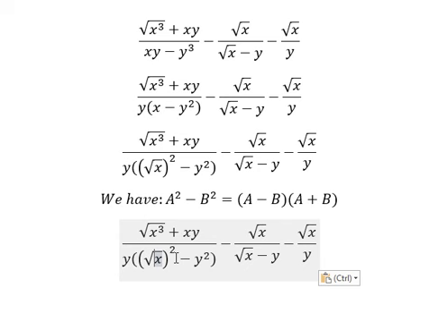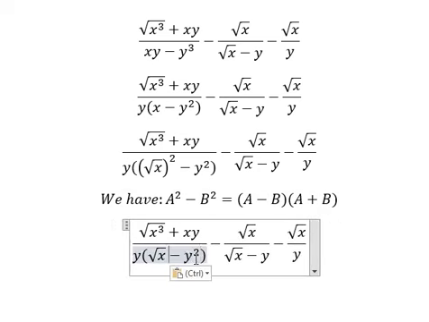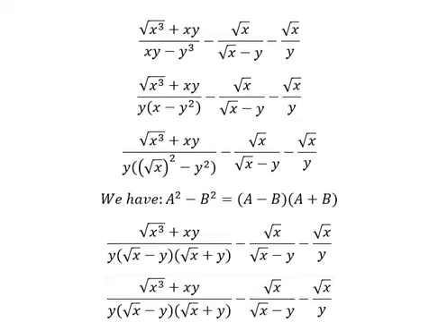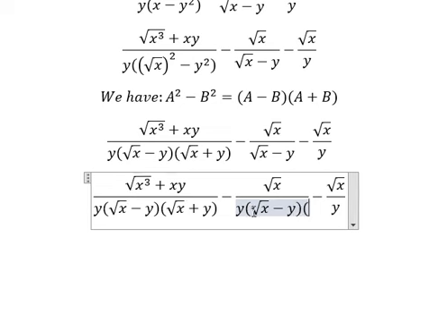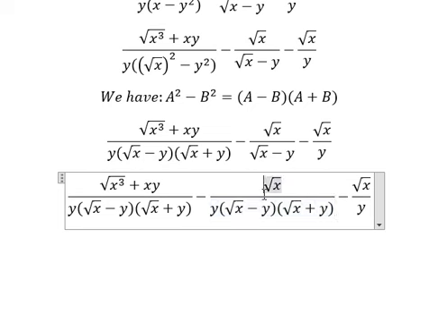So we need to transform this one into this one, and we got it like this. Now we can do the common denominator. About this one, it is missing y and the square root of x plus y. About this one, it is missing this one.